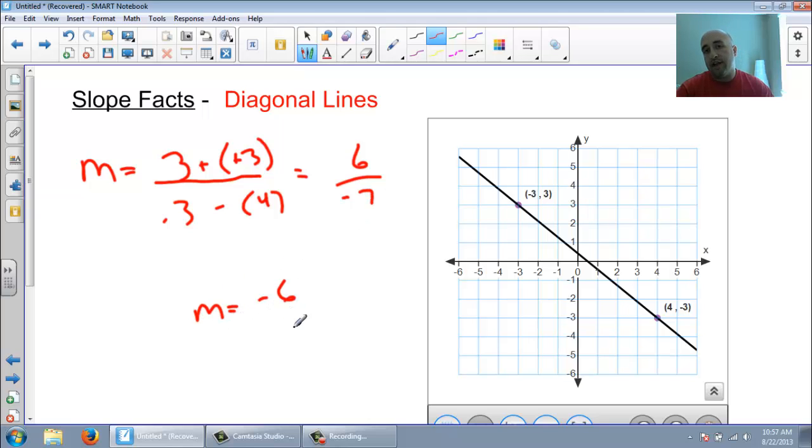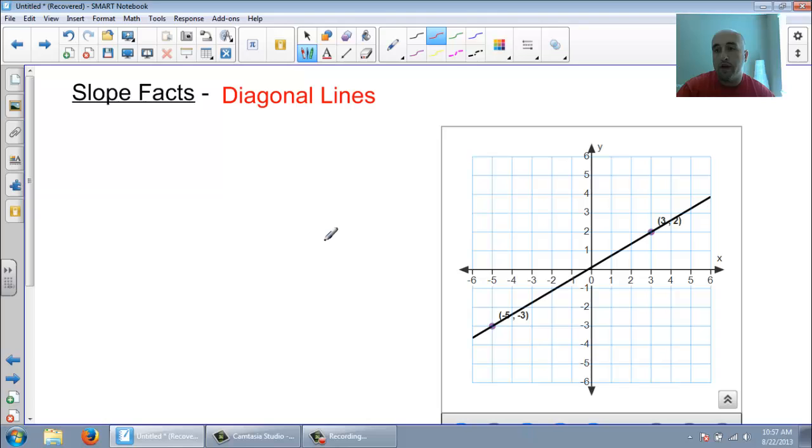So this diagonal line goes from the top left to the bottom right. Okay, so let's look at the other type of diagonal line that we can have, which goes from the bottom left to the top right. So it goes up from the left to the right. Let's figure out what the slope of this line would be, and then we're going to talk about it a little bit. So let's subtract our y's. Our y values, this one's a little bit harder to see. It's a 2 on the right and a negative 3 on the bottom left. So we're going to do 2 minus a negative 3.